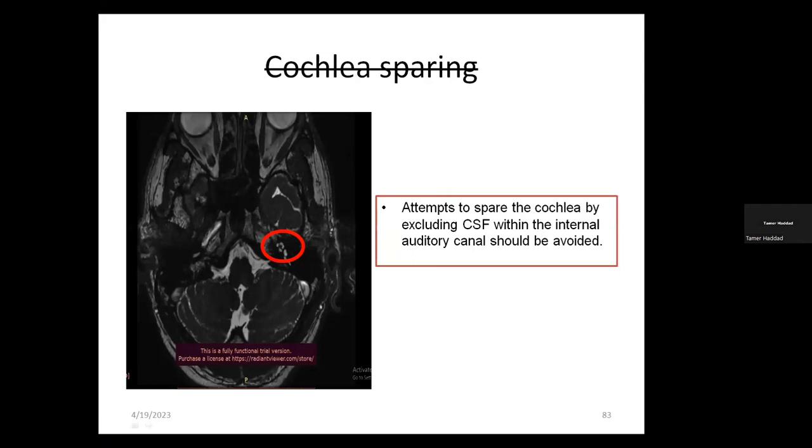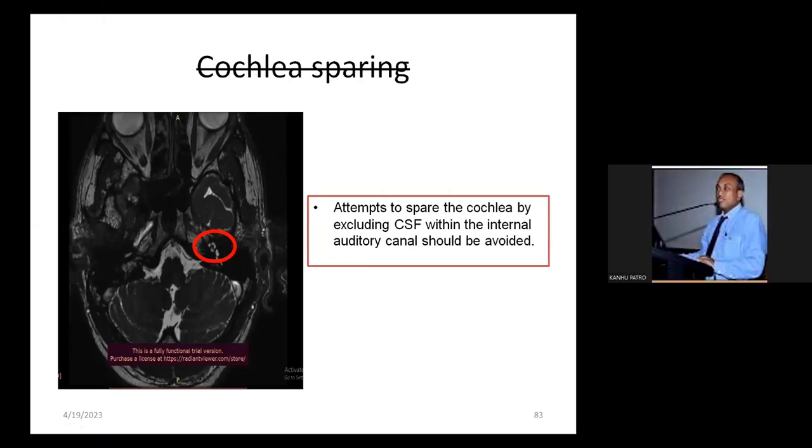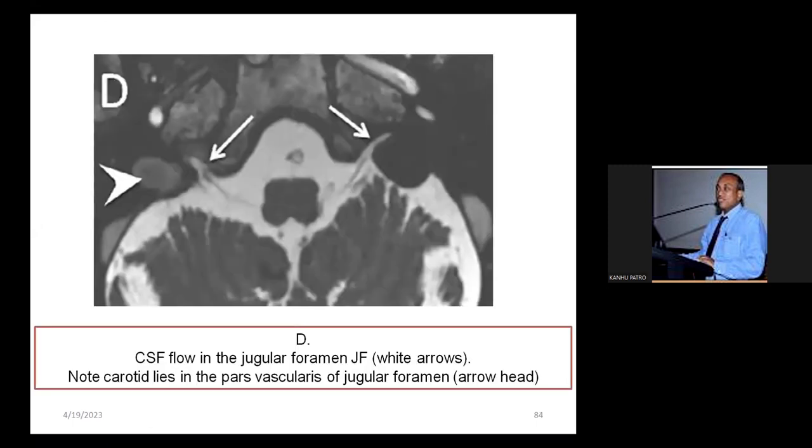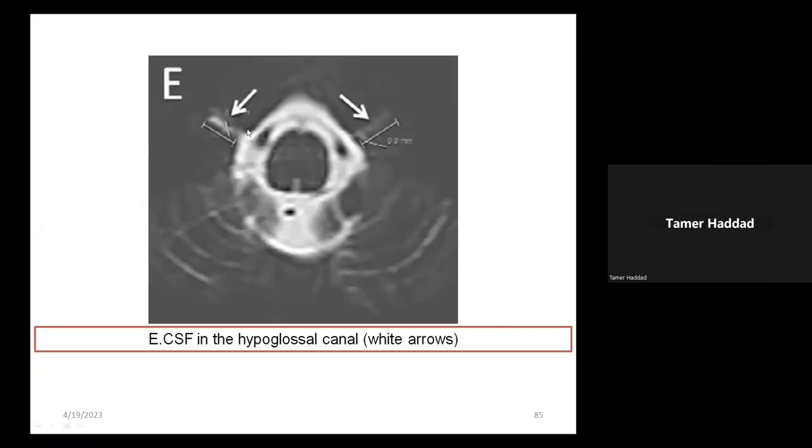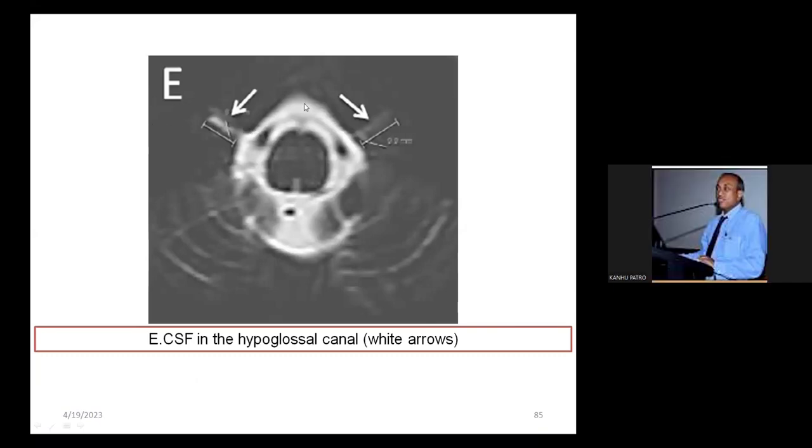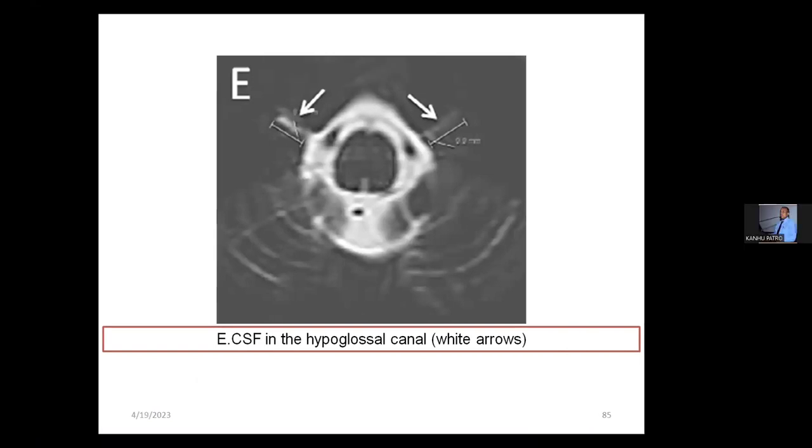Then people think whether we should spare the cochlea or not. In the CSI, you should not spare the cochlea, but when you are planning for the boost, we can spare the cochlea. So never try to spare the cochlea when you are in the CSI planning. Apart from that, foramen jugulare, the 9th and 10th nerve, hypoglossal foramen for the 12th nerve. So you have to see all foramina, contour them and give a 1 centimeter margin.